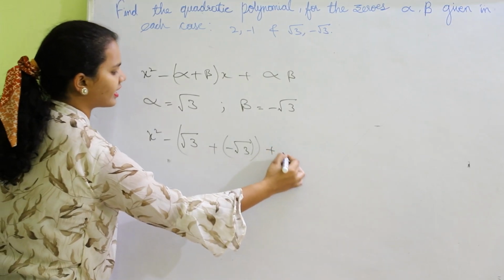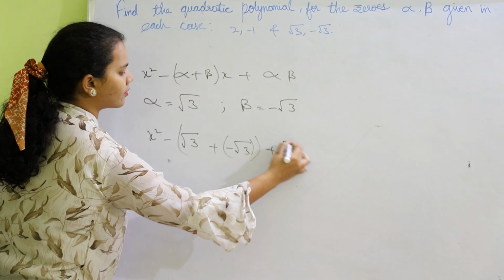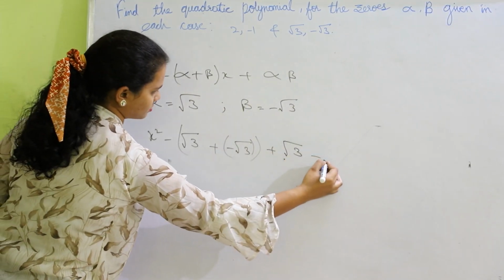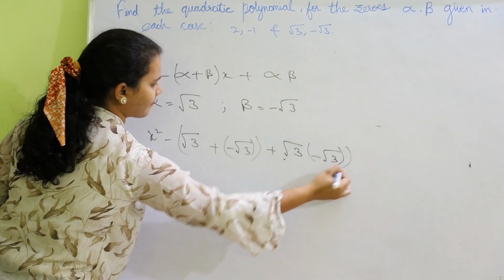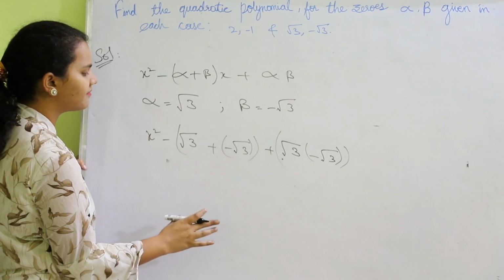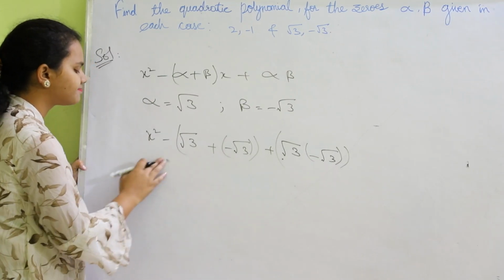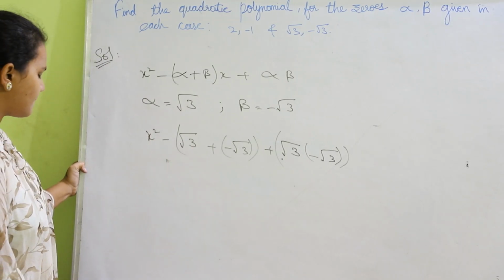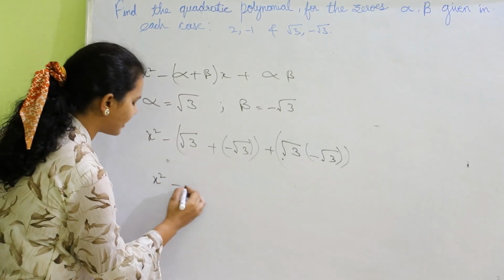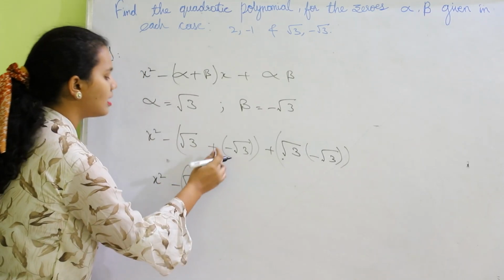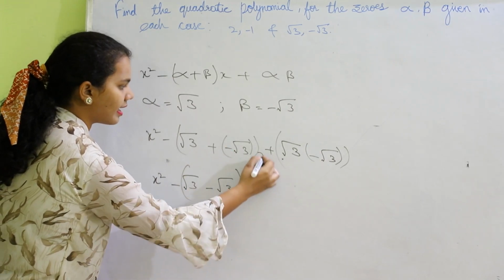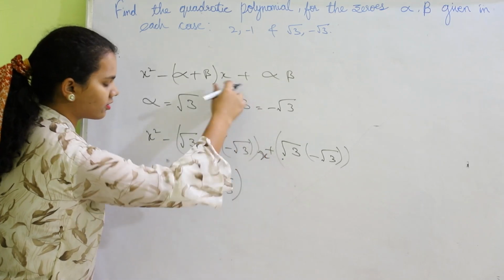Alpha means root 3, and beta is minus root 3, so it goes on as a multiplication. Clear with this? Now try to solve it further. Root 3 plus minus root 3 becomes zero, and here plus into minus gives minus root 3 times root 3. Clear? According to the formula we will be getting x.